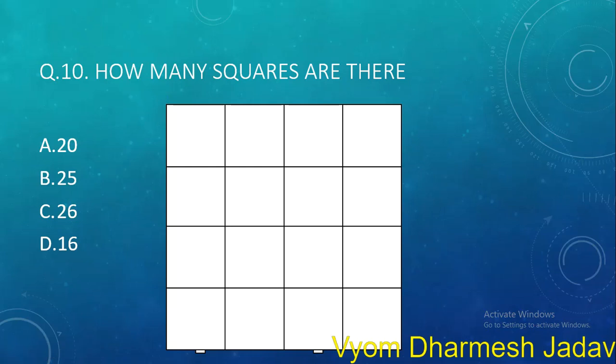The answer is C, 26. I'll explain. Look, there are 16 small squares. And each small square has 4 bigger squares and 1 other 2x2 square in the middle and 4 3x3 squares on each corner and 1 big square. So it's 16 plus 5, which is 21, plus 4, which is 25. Plus 1 big square, which is 26.